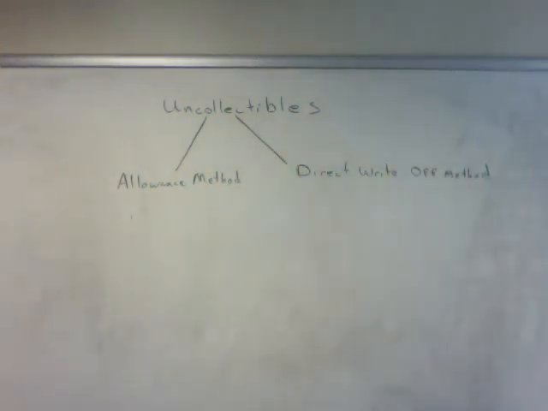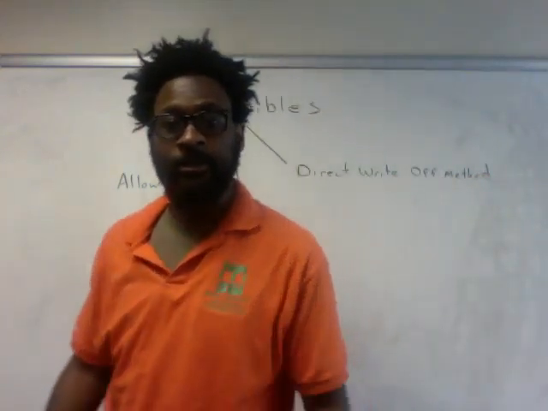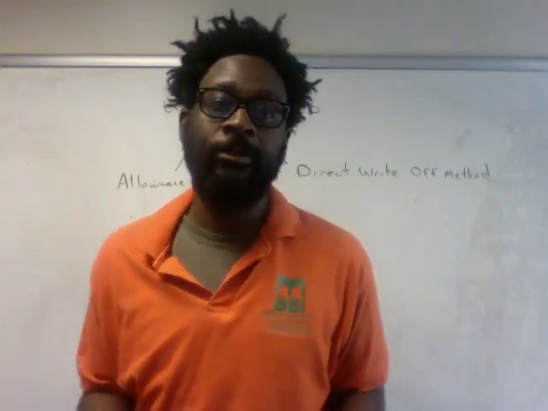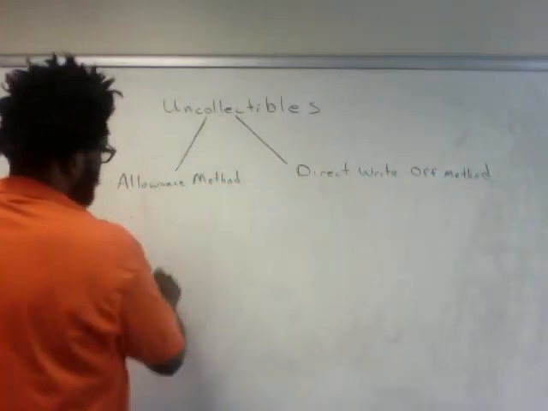The first method is called the allowance method. The next method is called the direct write-off method. And those are the two methods that you can account for when you're dealing with uncollectibles. So, let's talk about the allowance method.